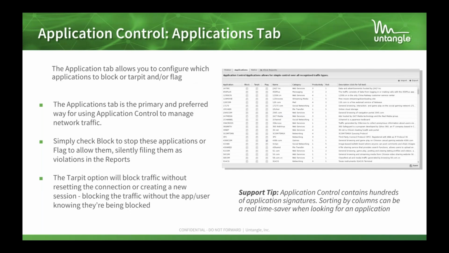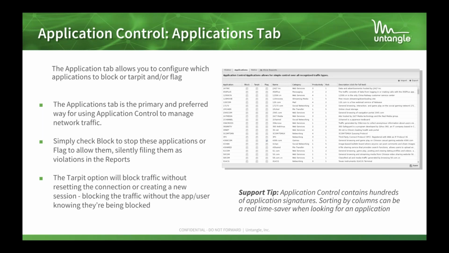On the applications tab, this is where you can actually jump in and see the applications, the signatures, the descriptions. This is where you're going to want to do most of your blocking and tar pitting. This is our preferred way of using application control, and we'll talk about why in just a second. You can simply check block to stop these apps or flag to allow them and quietly file them away as a violation in your reports.